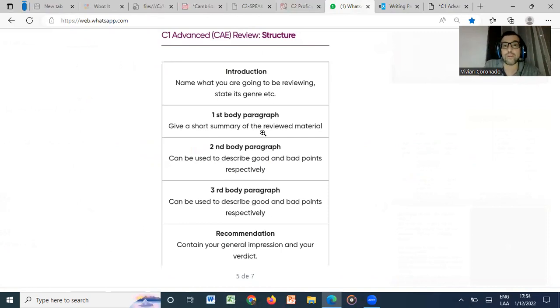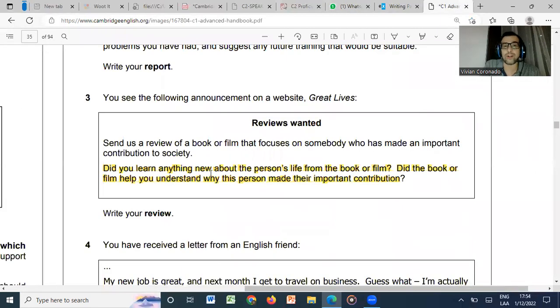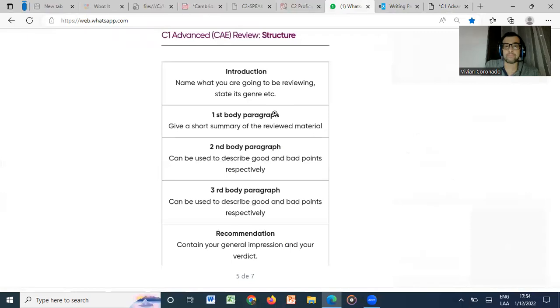First paragraph, give a short summary of the reviewed material. I will use maybe the first paragraph and second paragraph to answer these questions. For example, did you learn anything new about the person's life, the book? And then on the other paragraph, did the book or film help you understand why this person made their important contribution? Okay. And then that will be in the first one or second one.